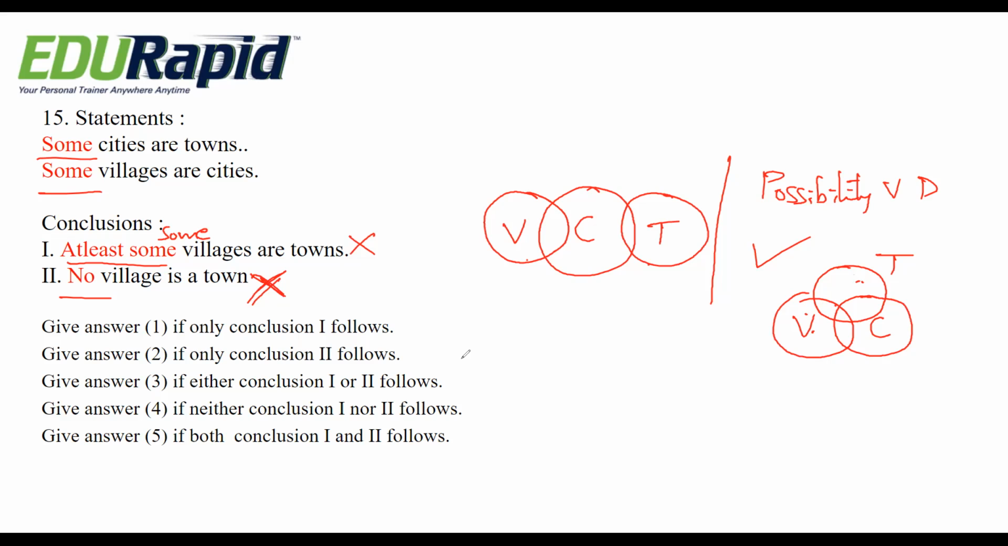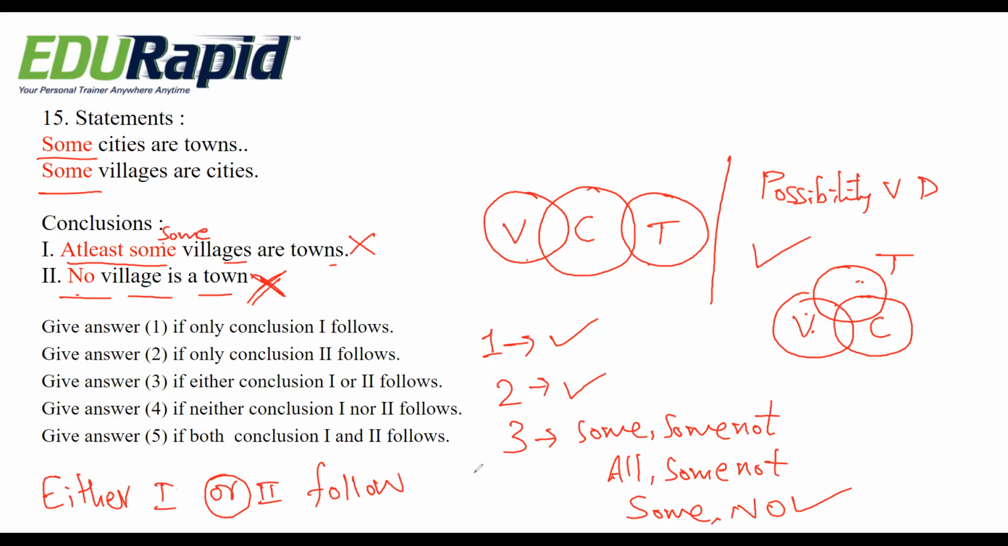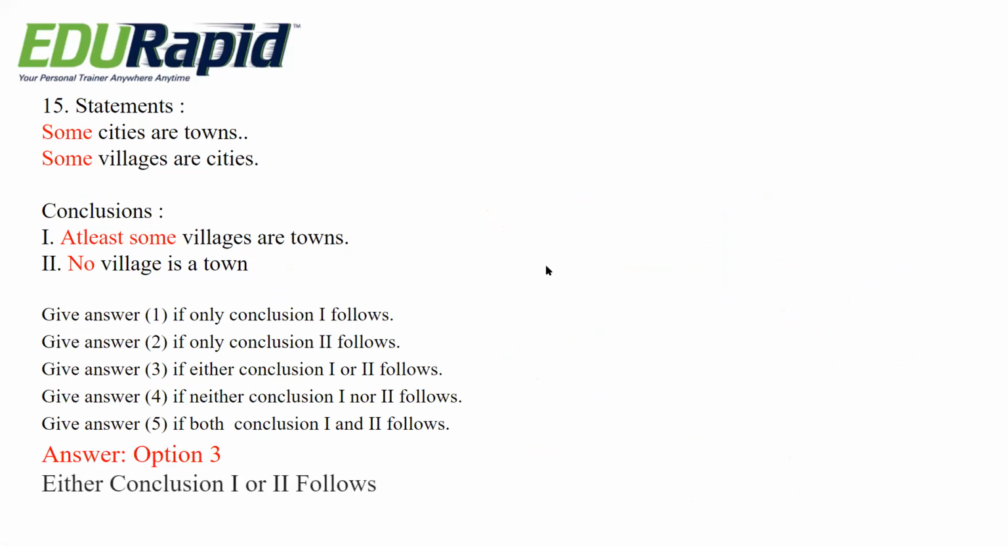So let me check for either-or cases. First condition, both conclusions should be wrong. Yes, both conclusions are wrong. Second condition, entities should be the same. Village, town. Here also village, town. Yes, entities are the same. Let me check for a complementary pair. Some not, all some not. Some, no. It is in the form of some and no. Yes, all three conditions are satisfied. So either conclusion 1 or 2 follows. That is option 3, either conclusion 1 or 2 follows.